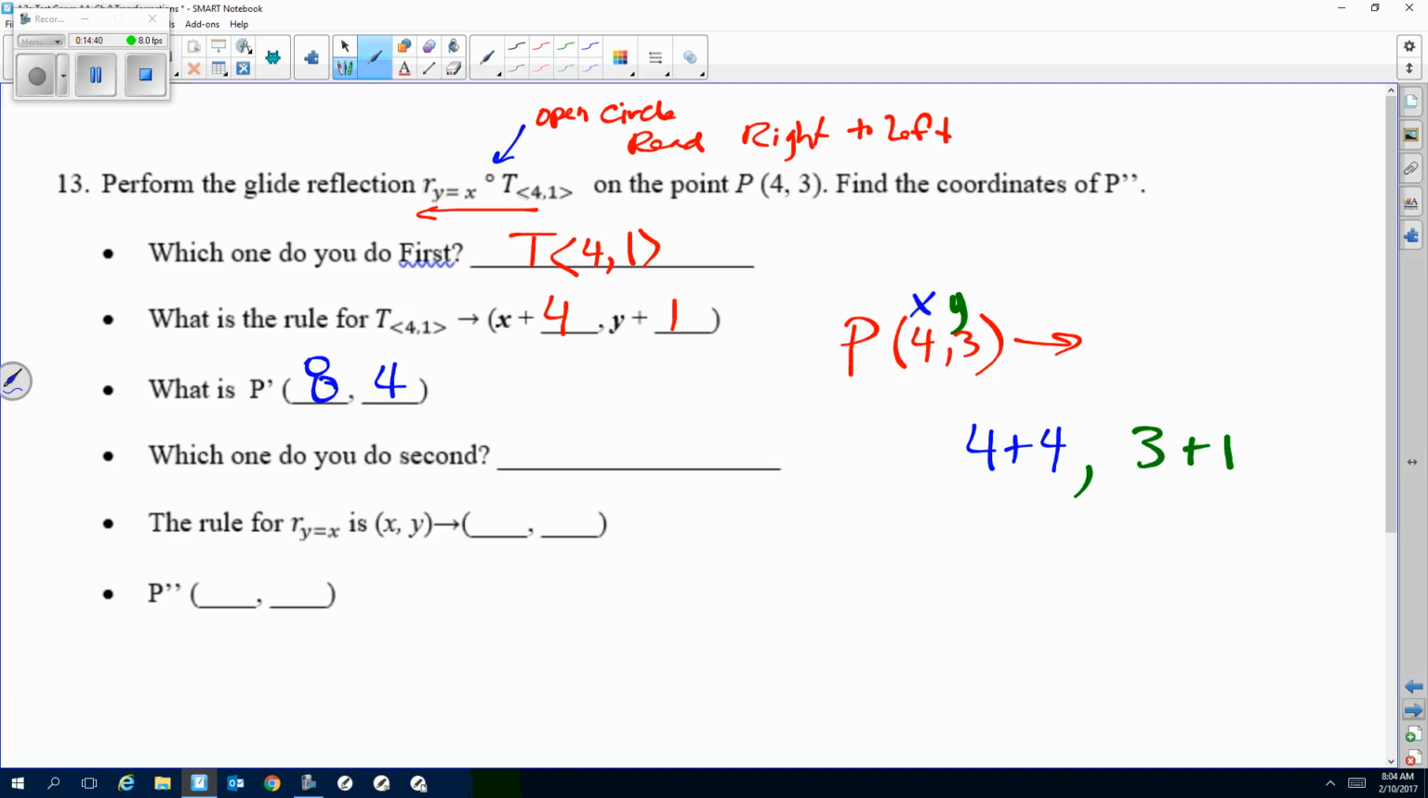Okay? What do we do second? We're doing the reflection. The reflection over the x-axis second. Now, that rule is y comma x. This is when we switch or flip x and y. So here are my x, here's my y. We're going to switch them. So this now becomes 4 comma 8.